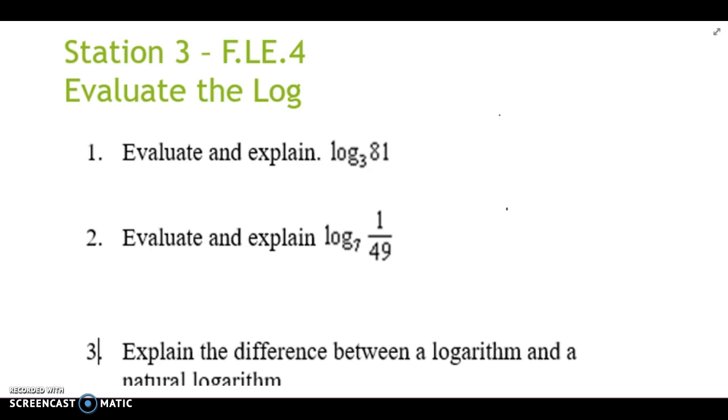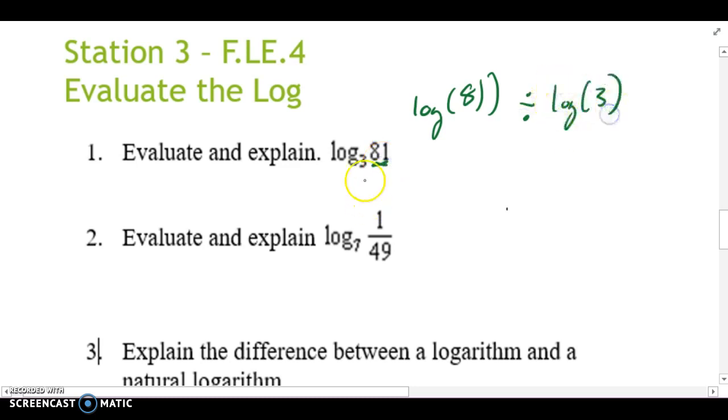So there's two ways to do this. A lot of students like doing the calculator. So if you're going to do the calculator, make sure that you explain it like this. So we're going to do log of the top number or the big number or however you understand it. So it's going to always be this number first divided by the log of 3. When you put that in the calculator and you enter, you're going to get your answer.